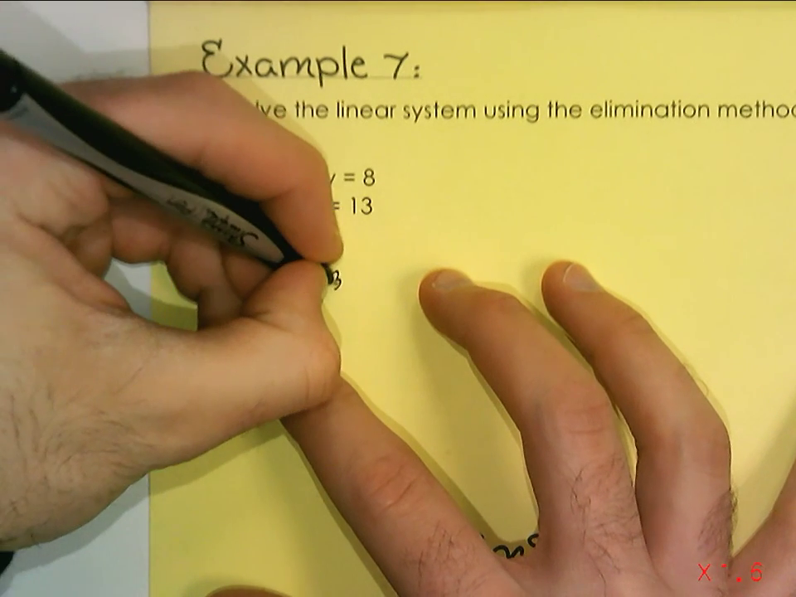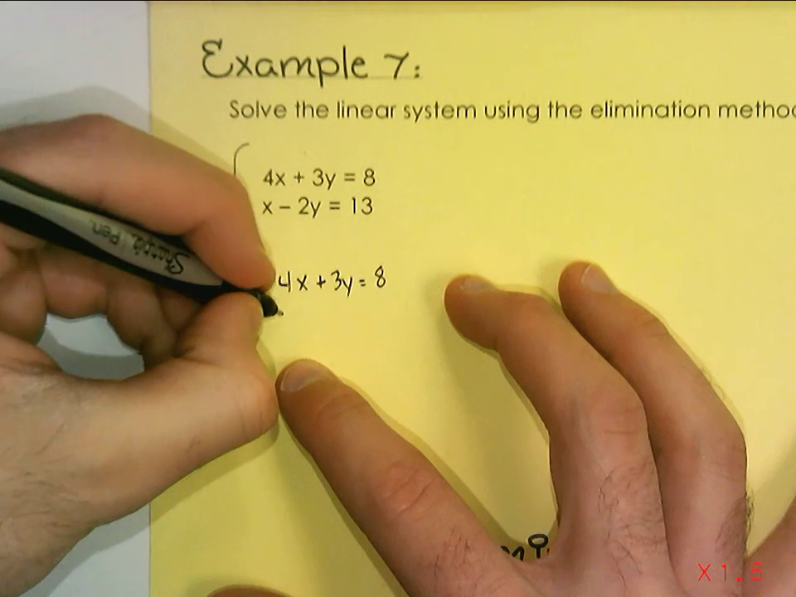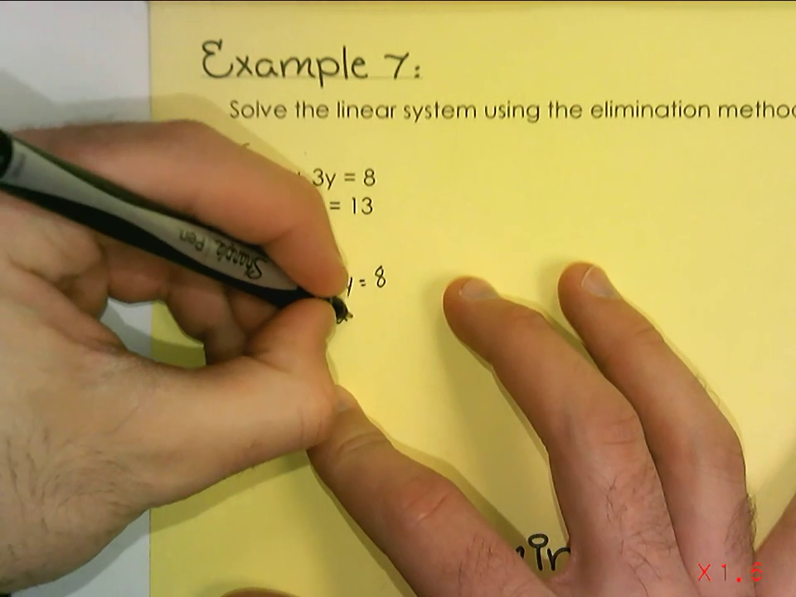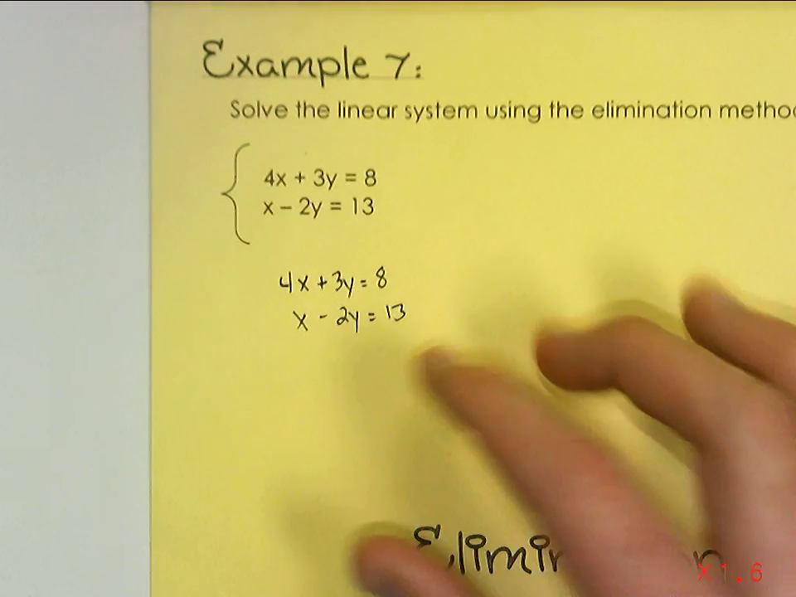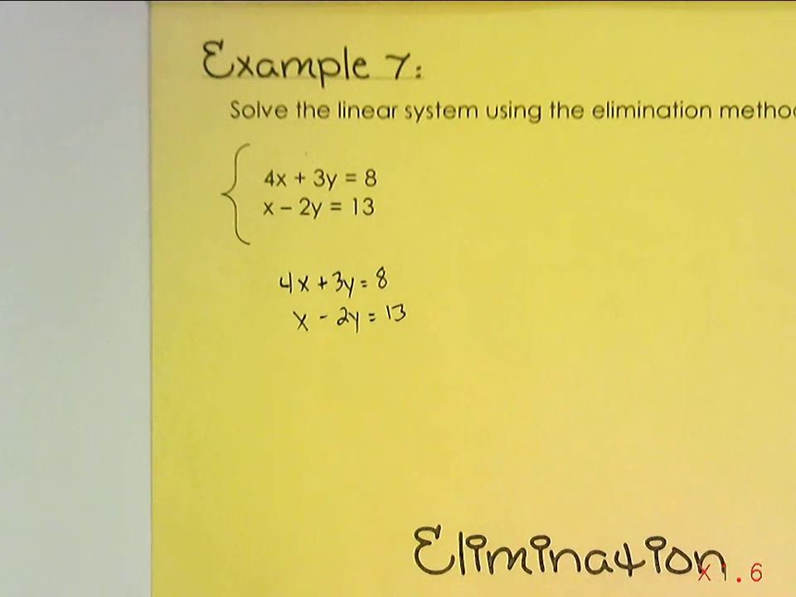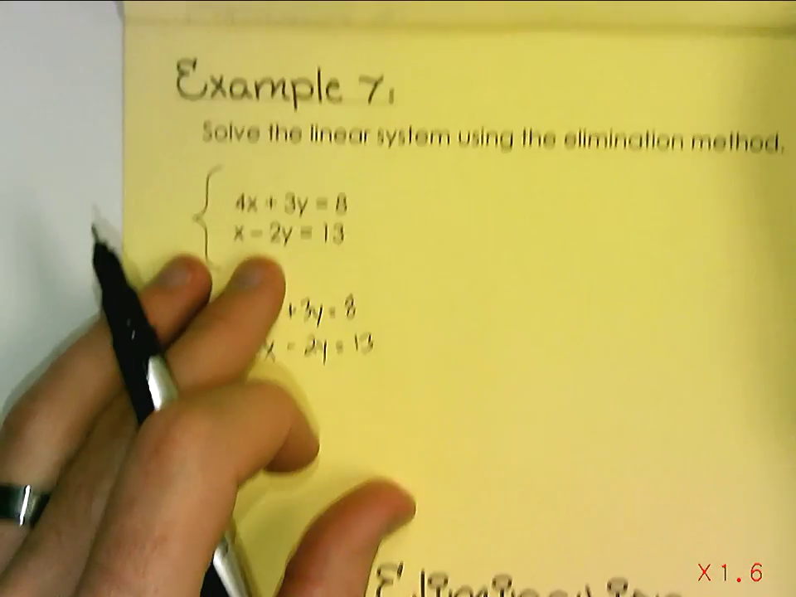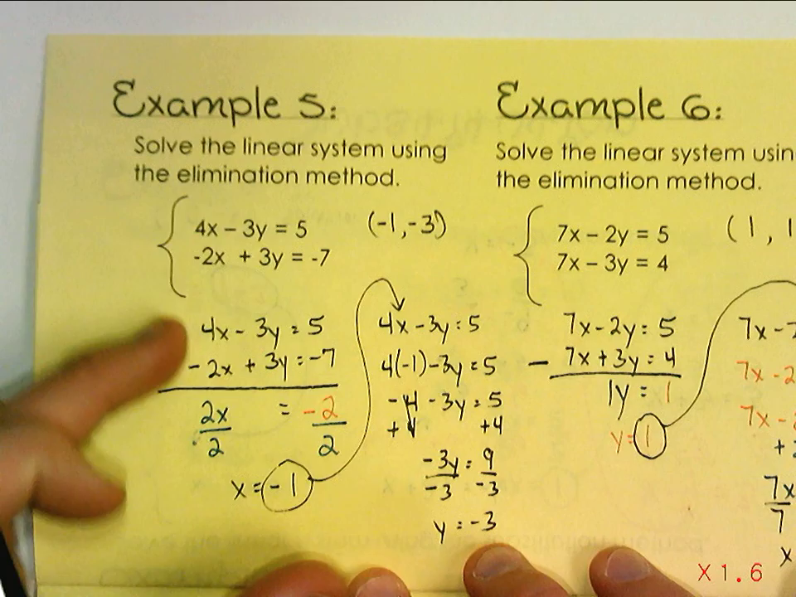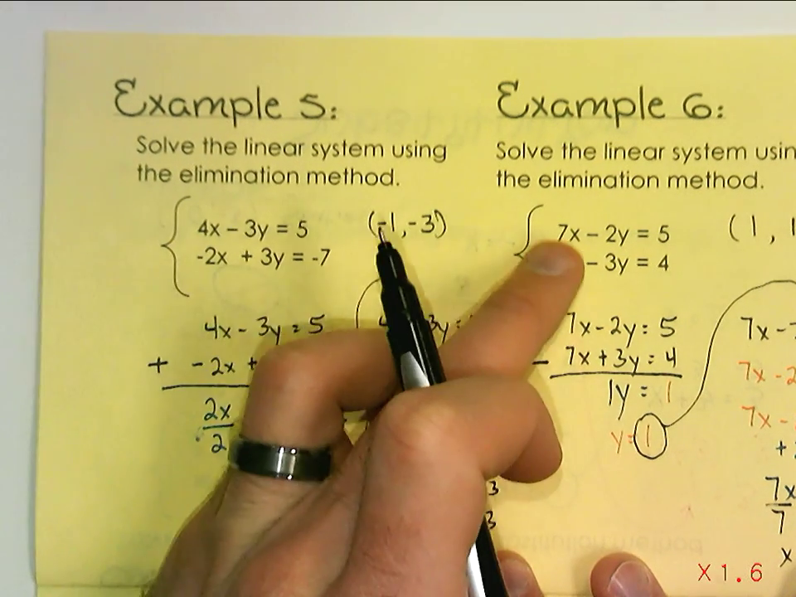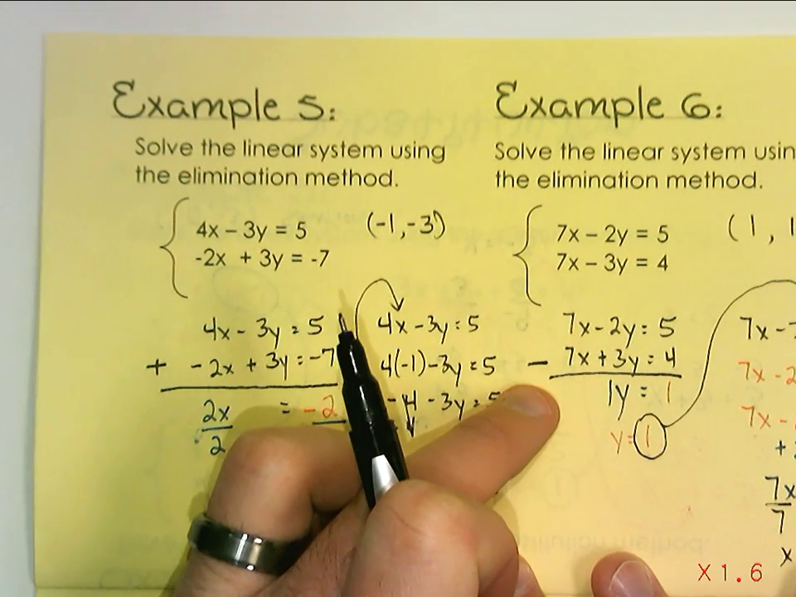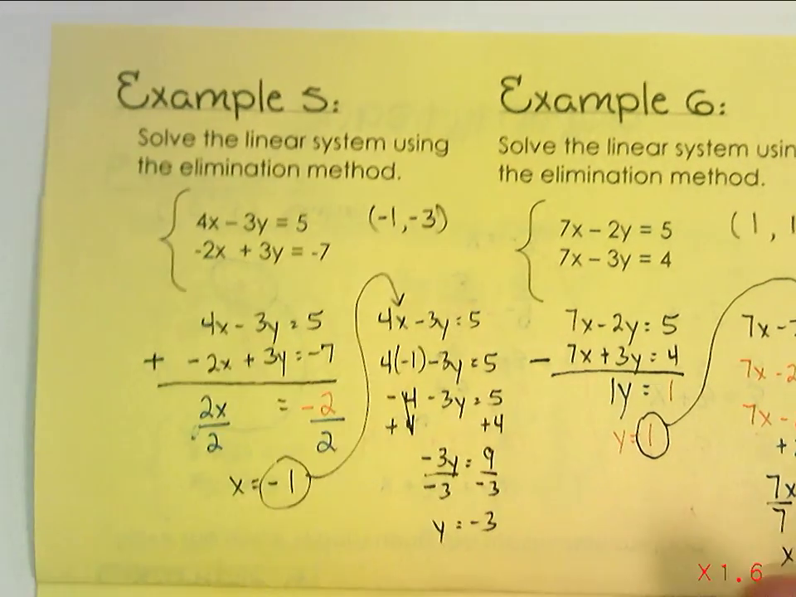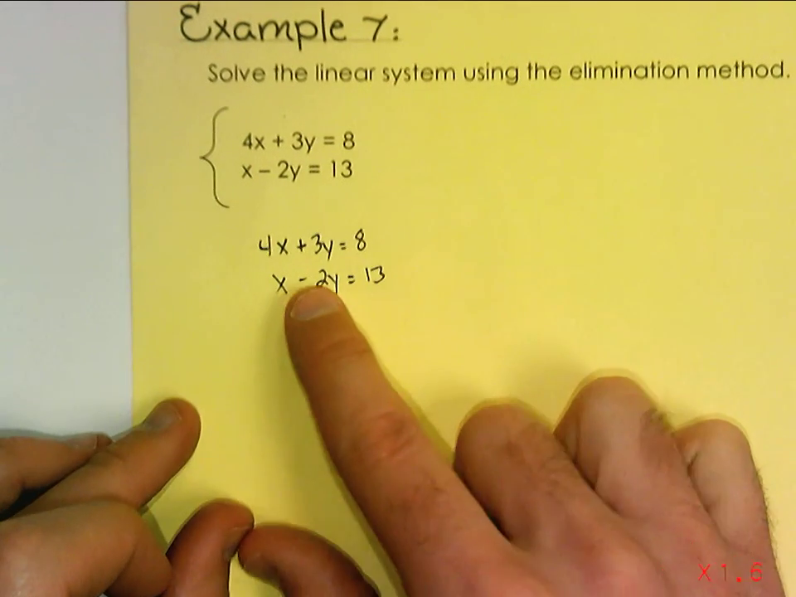4x plus 3y equals 8 and x minus 2y equals 13. So right now we see that none of these things will cancel out because there's not two numbers alike like there were up in these examples. So we had negative 3y and positive 3y. We could make 7x and 7x cancel just with subtraction. Well, down here we can't.